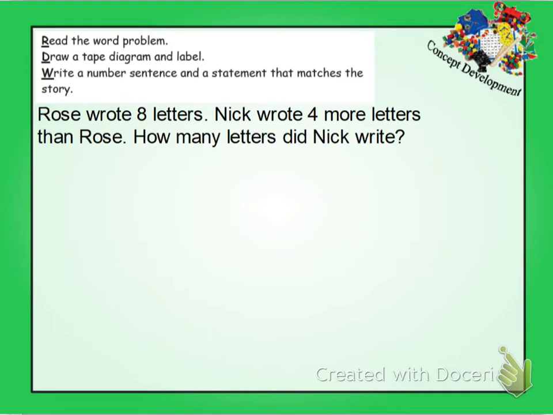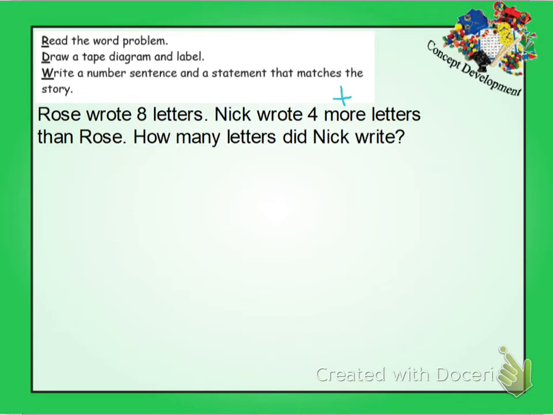Now, first thing, talking about if we're adding or subtracting. Well, looking at this, the last word problem that we did the last lesson, in the question it said, how many more? Well, that lets you know that we were having to subtract because we were having to find the difference. Well, here, we know that Rose had 8 letters. Well, Nick wrote 4 more letters than Rose. That means 4 more. This more is telling us that we have to add 4 more to that 8 to figure out how many Nick had.